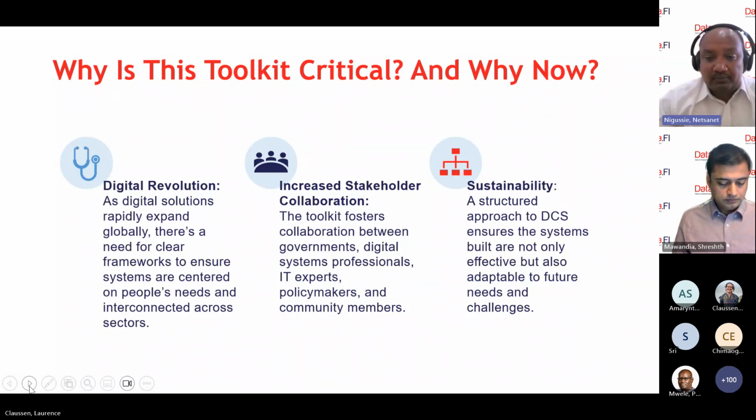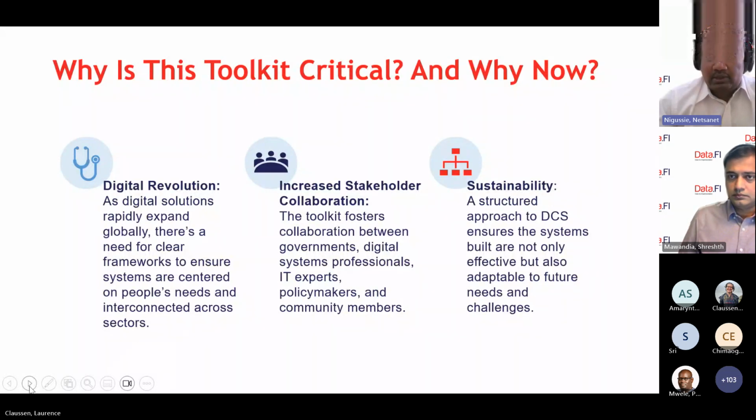I believe another key core consideration in our digital health programming is sustainability, and the toolkit has also taken that into account by providing a structured approach for designing digital community systems that are not only effective in the present, but also adaptable to future challenges. By integrating flexibility into the system design, we ensure that the solutions will continue to evolve and meet new needs as they arise. Next slide.